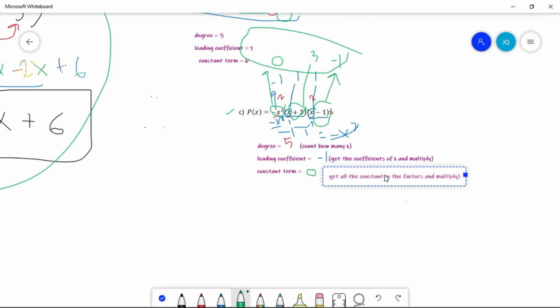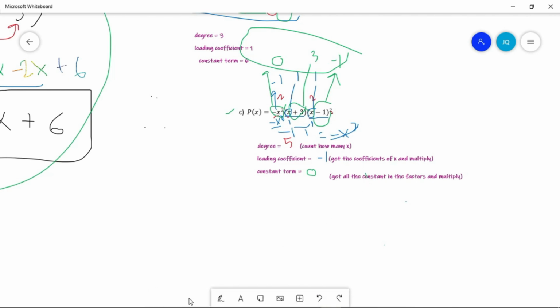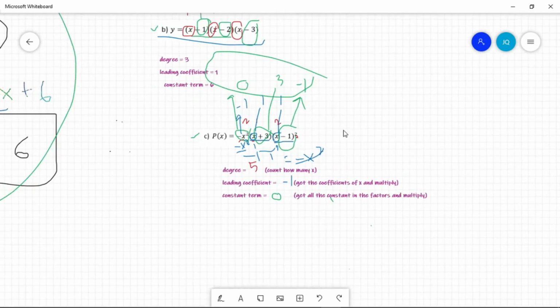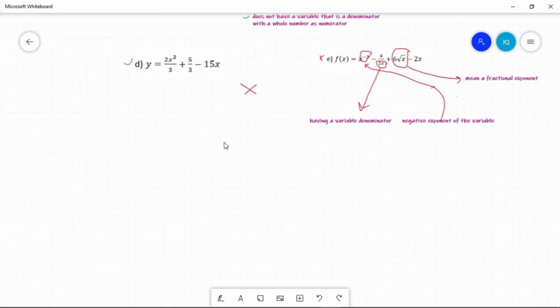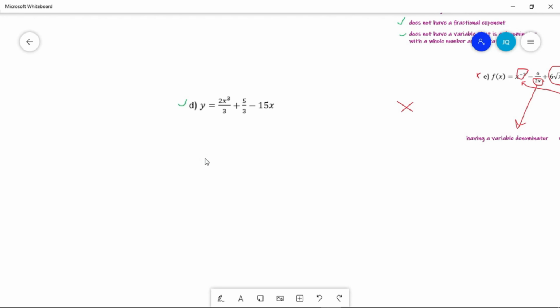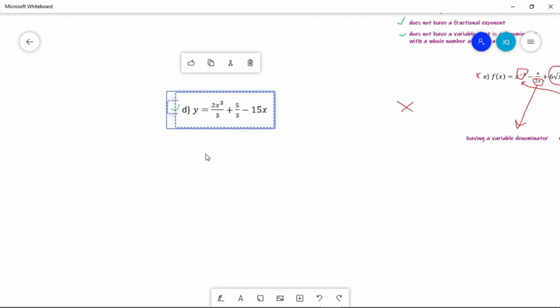So that's how you get it. So now we have our degree, leading coefficient, and constant term without even doing the long multiplication process. Okay, now let's go to the last example that we have. This is letter D. First, is this already in standard form, and is it in factored form? It is not in factored form, so we cannot do our previously done steps. All we need to do is just arrange them.